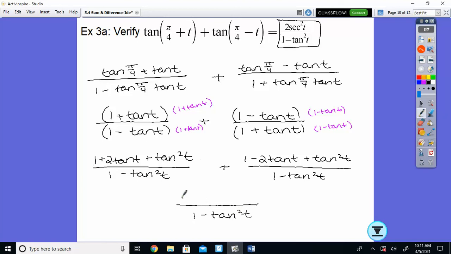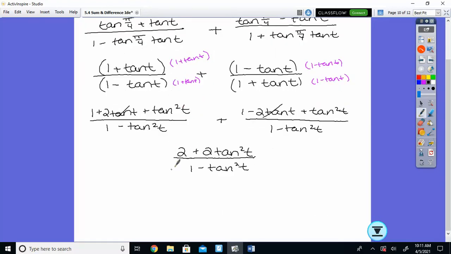When I add, 1 plus 1 is 2. 2 tangent t and negative 2 tangent t drop. Tangent squared plus tangent squared is 2 tangent squared t. So look at our goal. Look at where we're heading to. We have the denominator. The top, I want a 2 secant squared. Okay. If you pull out the 2, you're left with 1 plus tangent squared t. And what is 1 plus tangent squared?